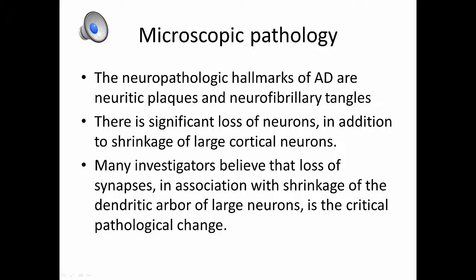When we look down the microscope at the brain of someone with Alzheimer's disease, we can see the neuritic, also known as senile plaques, and neurofibrillary tangles. The neurofibrillary tangles are the tau protein tangles. There is always significant loss of neurons in Alzheimer's disease, in addition to shrinkage of large cortical neurons. Many investigators believe that loss of synapses in association with shrinkage of the dendritic arbor of large neurons is the critical pathological change.